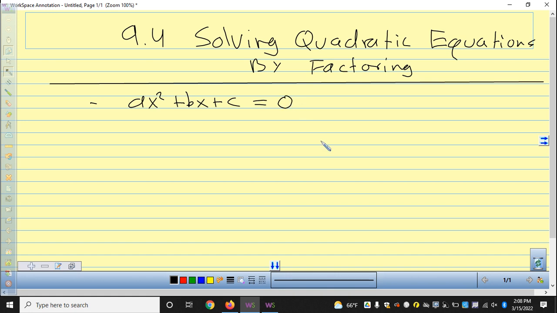Now when we have a quadratic equation, when we have an x squared in our equation, we always want to start with our equation equaling 0. That's a very common mistake that students make with quadratic equations, is forgetting that we want our equation to equal 0. So our first step is to get them equal to 0.